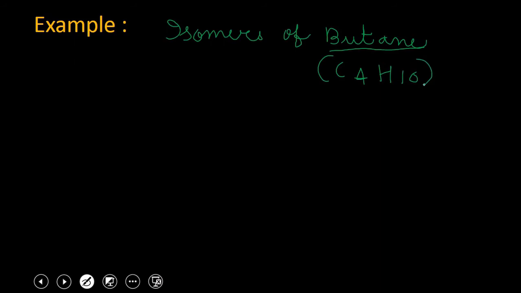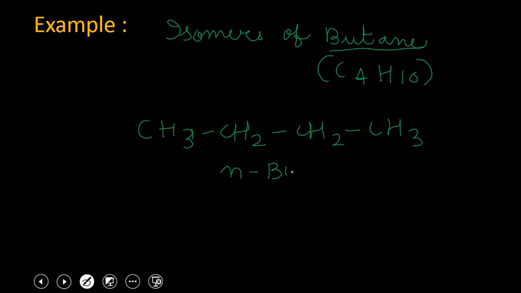So first I will write the straight chain isomer. 4 carbon atoms: CH3 will be the first one, then the second one is CH2, CH2, CH3. So this is the first isomer of butane. This is also called n-butane. N stands for normal butane here, or simply it is called butane.